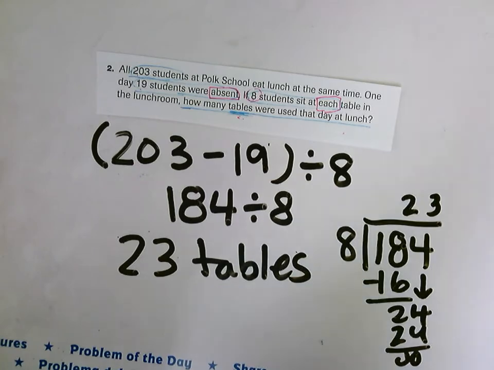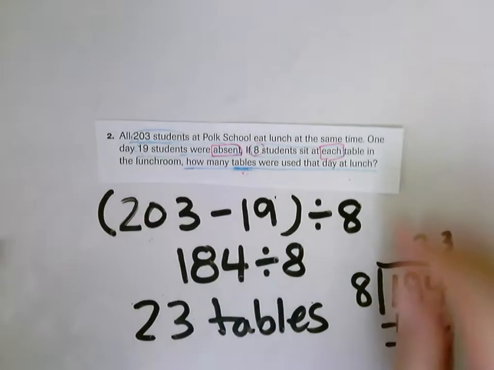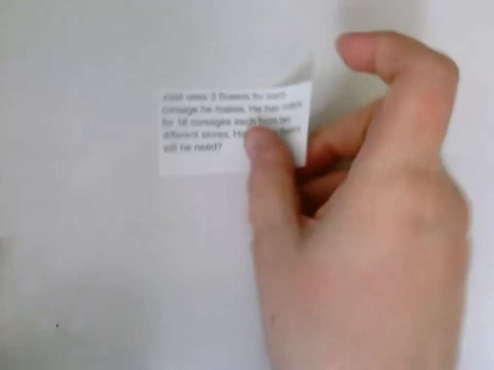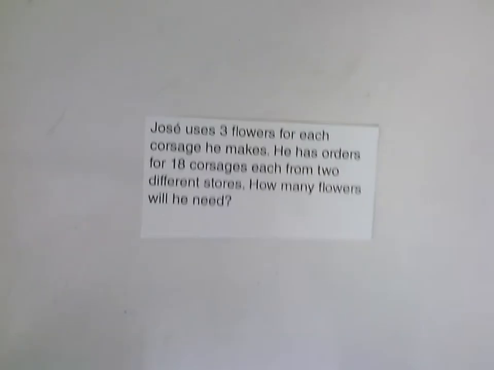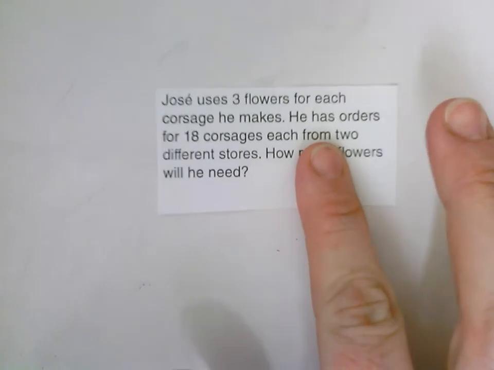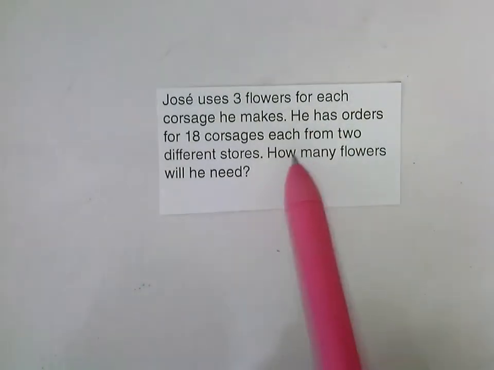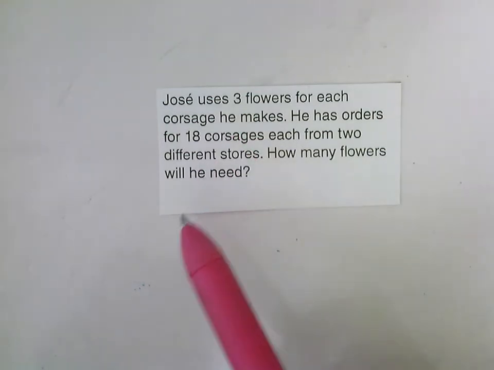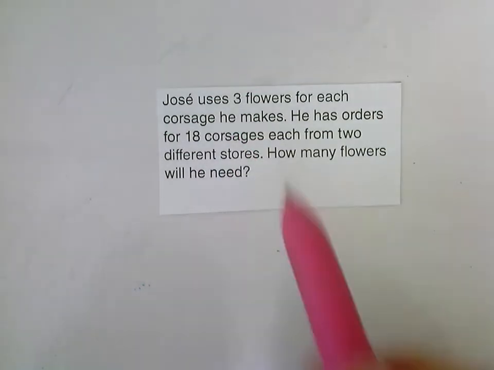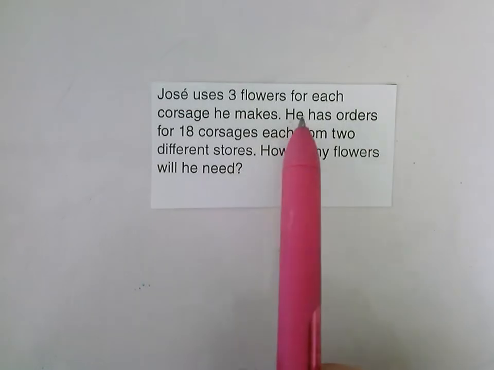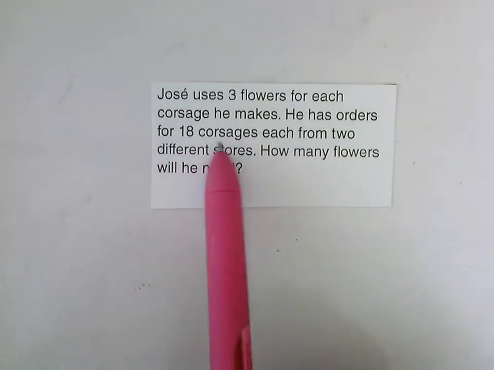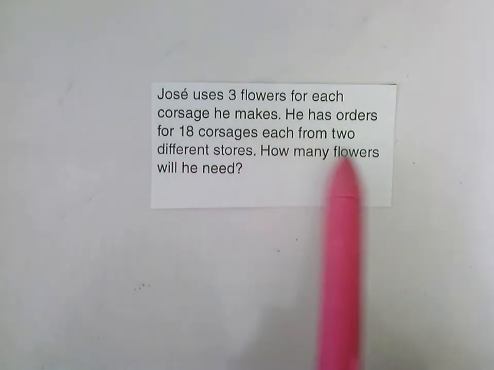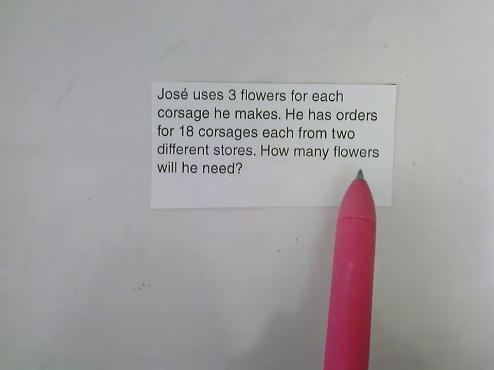Okay, and we're going to do one more example problem. Here's our last problem for today. Jose uses 3 flowers for each corsage that he makes. A corsage is a flower that a girl would put on her wrist or on her dress if she's going somewhere fancy, okay? He has orders for 18 corsages, each from 2 different stores. How many flowers will he need?